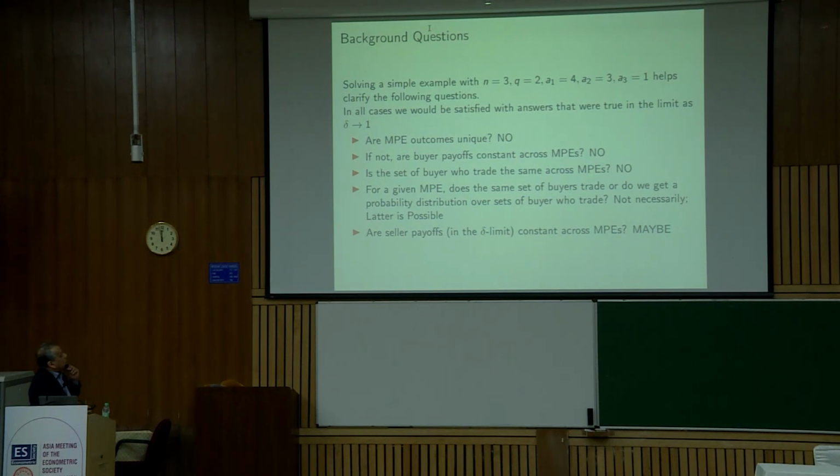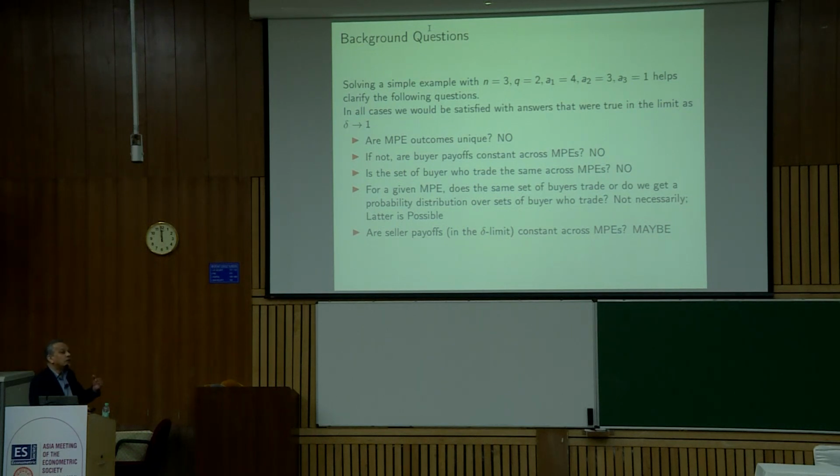So various questions arise naturally. We explored those, and this is really how we started thinking about this. We looked at a variety of simple examples, including this one. And you might ask, are MPE outcomes unique in this model? We're used to finding uniqueness in a variety of bargaining models. In the bilateral bargaining case, Rubinstein famously showed that all subgame perfect equilibrium outcomes are unique.